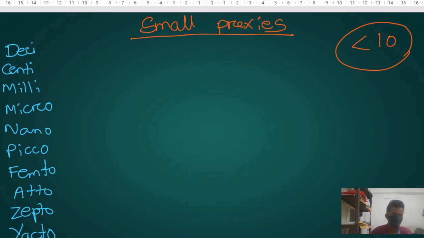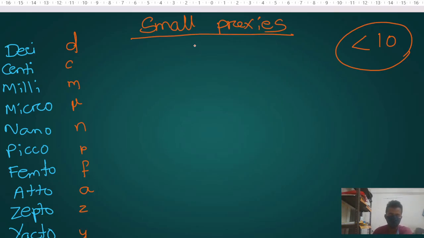For writing deci, we use small d. For centi, small c; milli, small m. For micro, the mu sign is used. Nano, small n. Pico, small p. Femto, small f. Atto, small a. For zepto, small z is used. For yocto, small y is used.